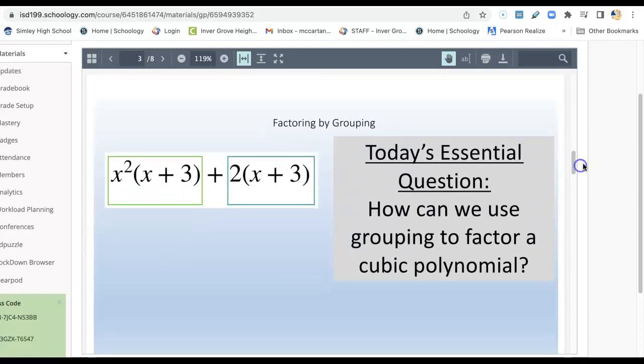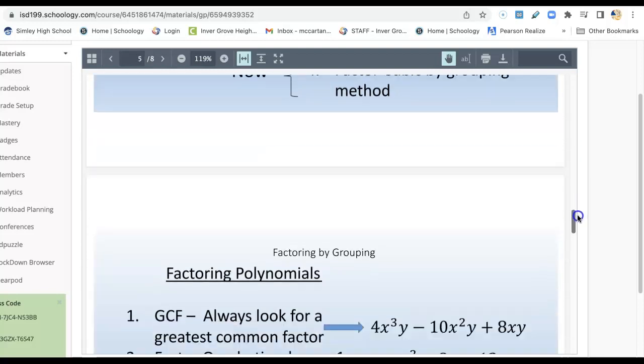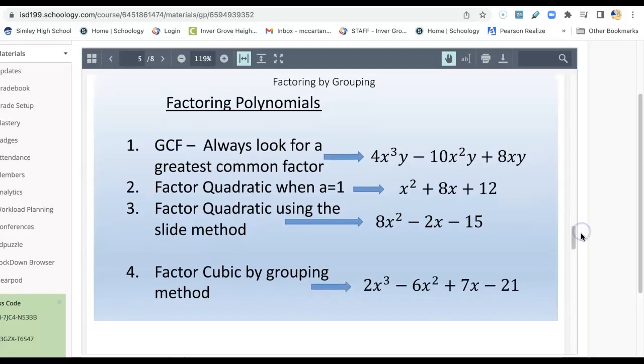Right there's the essential question. Again, it's the third slide. You see it all the time. How can we use grouping to factor a cubic polynomial? All right, go. You can stop it or just look it up, guys. It's in Schoology. And the next thing, not that slide, but that one. That will answer the next question right there.